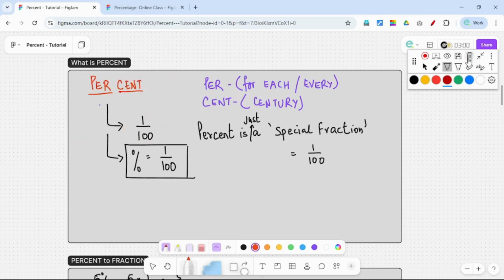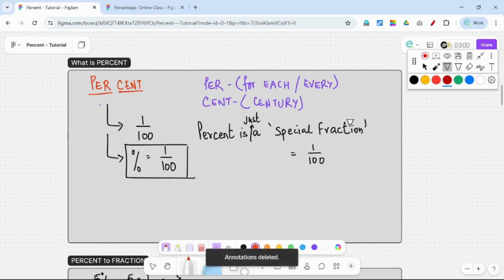So we can say that percent is just a special fraction. It's a special fraction which is equal to 1 upon 100. This you have to remember, that percentage means 1 upon 100. It's as simple as that.